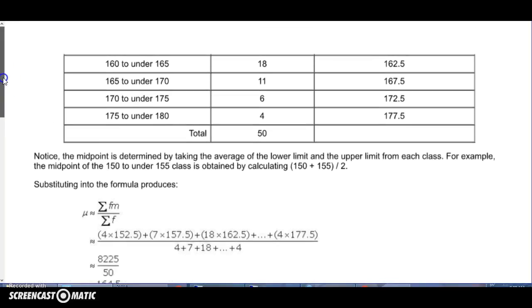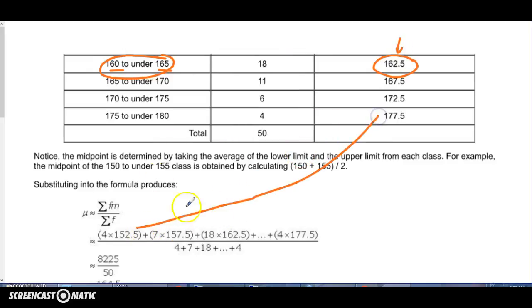Okay, so I got cut off here. So you just take the midpoint here of all these groups. So from 160 to 165, the middle is 162.5. So you just take these two numbers and divide by 2. Okay, 160 plus 165, divide by 2. The middle is 162.5.